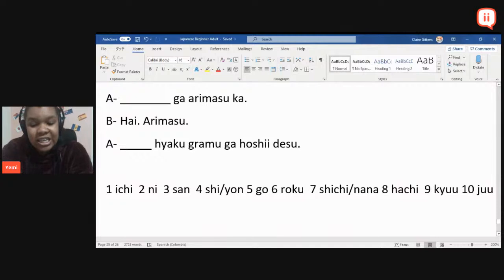So for ichi, we don't need it because we just say hyaku if it's one. Ni hyaku, that's okay. After the n, san hyaku is difficult to say, so it becomes san byaku.